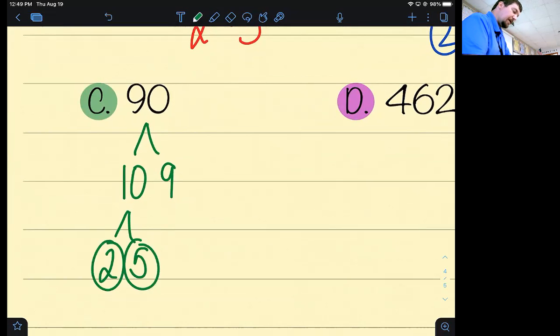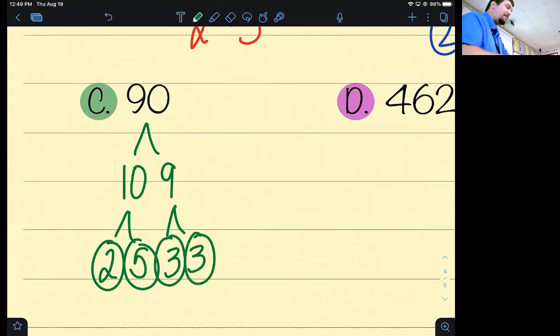Joe, how can I break 9 down? 3 and 3. That's right. Both of which are prime. So I have, oh, this is a very nice looking factor tree, right? It's very symmetrical. Looks like a Christmas tree almost.